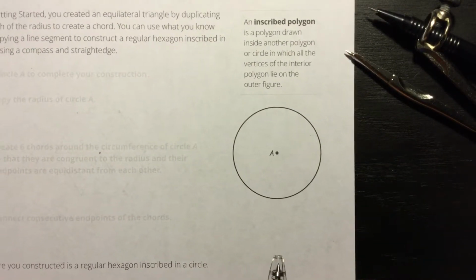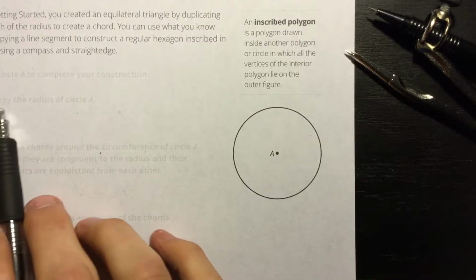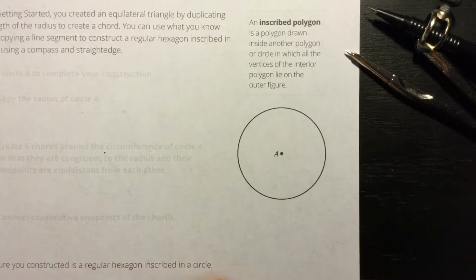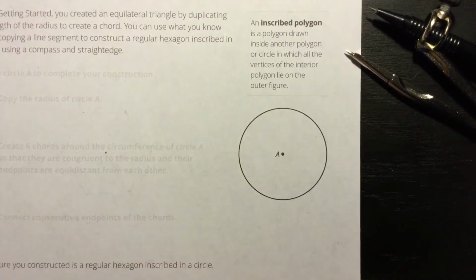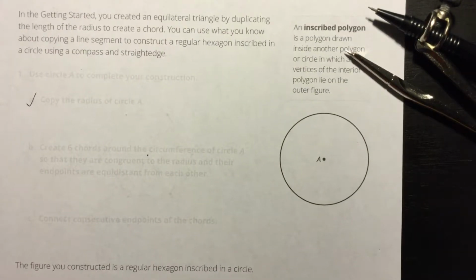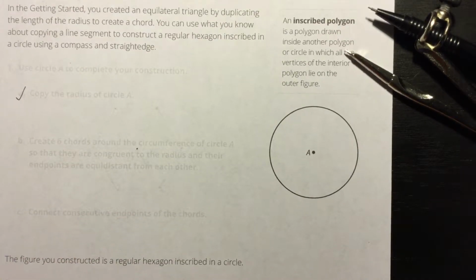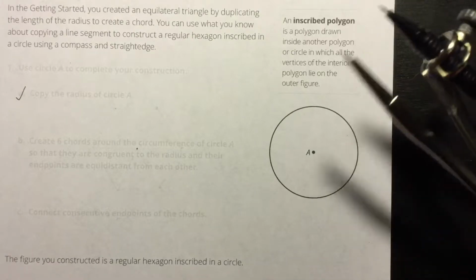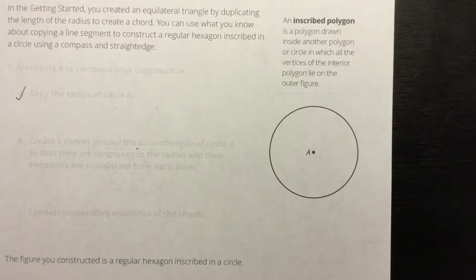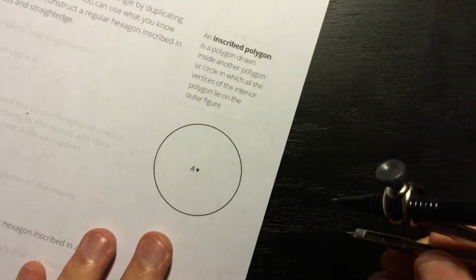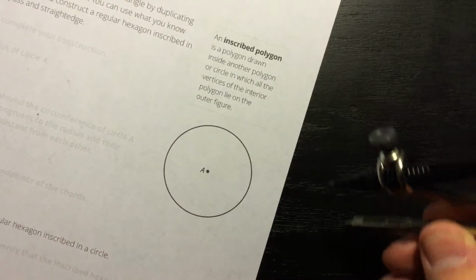So I've copied the radius. Now part B says create 6 chords around the circumference of circle A so that they are congruent to the radius and their endpoints are equidistant from each other. Basically this is saying to create 6 chords with this length here. A chord has both endpoints on a circle. I'm going to move this to the center so that you guys can see it.